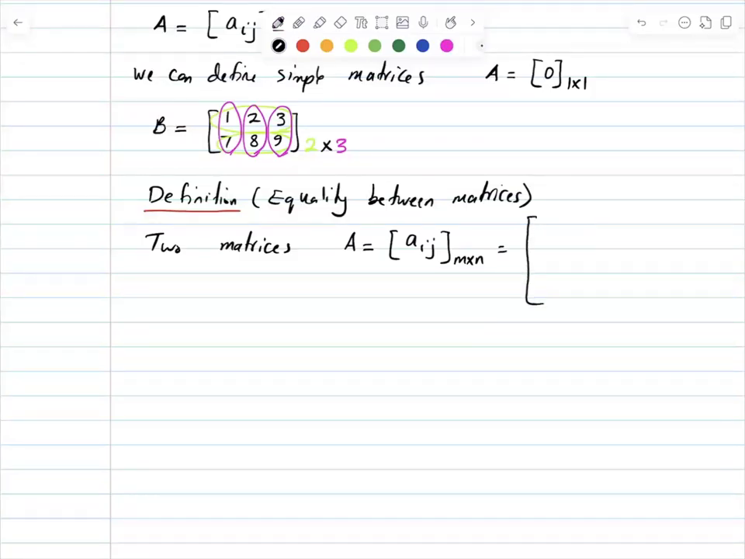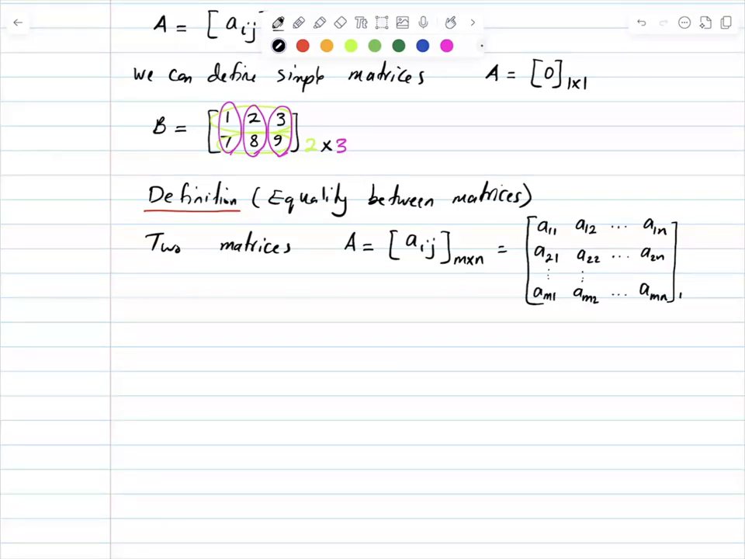We could write it this way: A sub 1 and 1, A sub 1 and 2, dot, dot, dot, A sub 1 and n. Then on the second row, A sub 2 and 1, A sub 2 and 2, dot, dot, dot, A sub 2 and n. You could continue this process and list some more entries down here. Now on the m row, A sub m and 1, A sub m and 2, dot, dot, dot, A sub m and n.